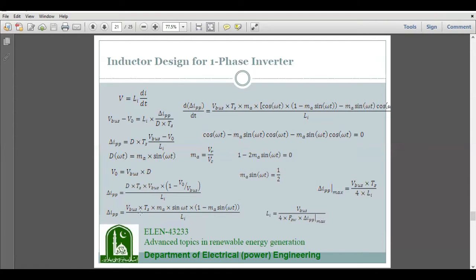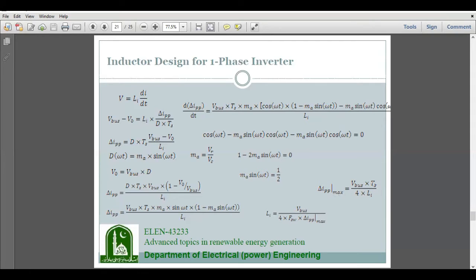In order to find out the maximum swing in the output current of the inverter, we have to calculate the local maxima of delta I peak to peak, which is calculated by taking the derivative of this expression and equating it to 0. After doing some modifications, we get this expression. At the end we get 1 minus 2 MA sin omega t equal to 0, which means MA sin omega t should be equal to 1 by 2. So we can put this condition in this expression and we will get delta I peak to peak max, and it is given by V bus divided by 4.